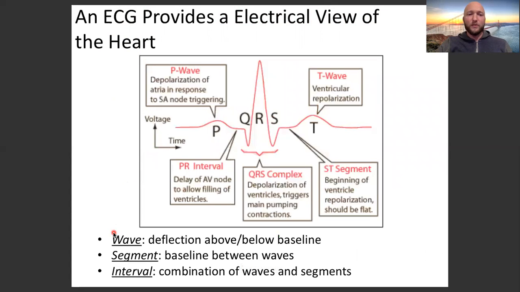So a little bit of review. A wave is the deflection above or below the baseline. A segment is the baseline between waves, and an interval is a combination of waves and segments. This information is in lecture also, so be ready for it for both lecture exam and lab quiz. So P wave, deflection away from baseline. T wave, a deflection away from baseline.